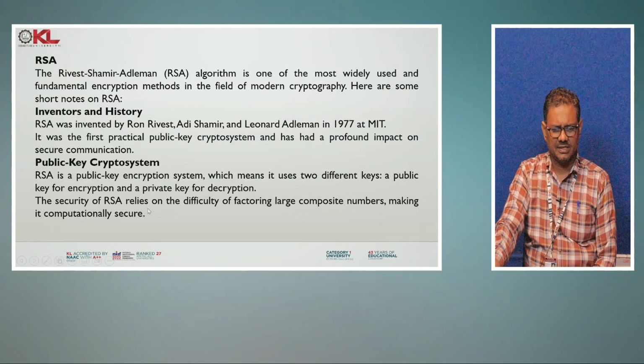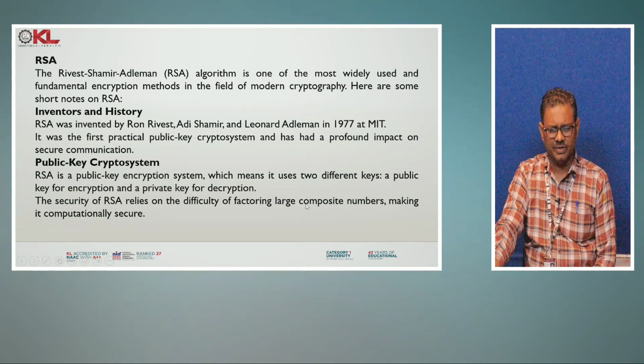The security of RSA depends on large composite numbers, which makes it secure. The security of RSA depends on the choice of composite numbers. It was invented by Ron Rivest, Adi Shamir, and Leonard Adleman. These are the founders of the RSA algorithm.